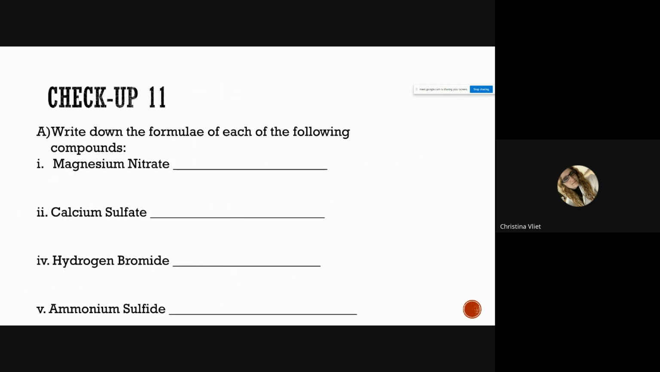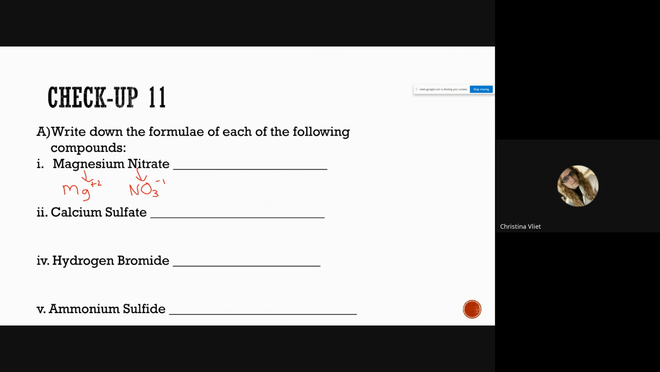Let's see if you can write down the formula for each of these. Magnesium nitrate. What's the first step? Mg. And what do we gotta find with Mg? Its charge. So what's the charge of magnesium? Positive 2. Nitrate. Do you have it memorized or not? NO3, -1.